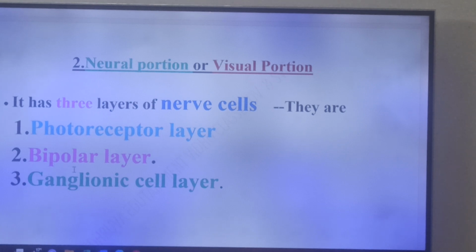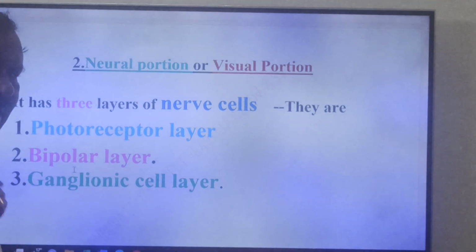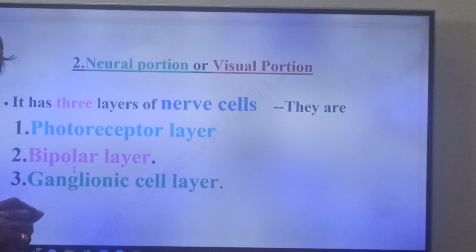Once again, friends, what are the three layers present in the neural portion of the retina? Photoreceptor layer, bipolar layer, and ganglionic cell layer.